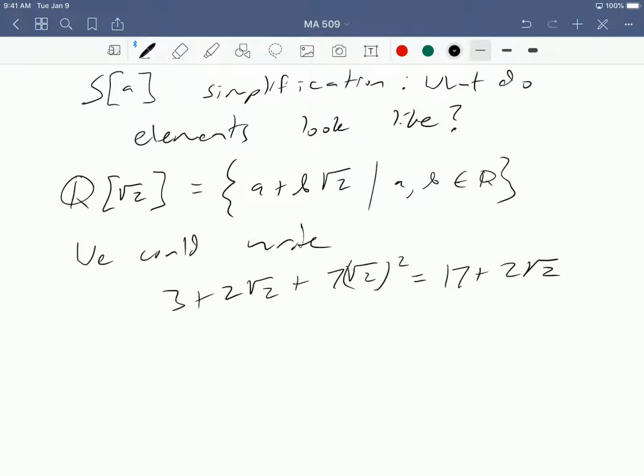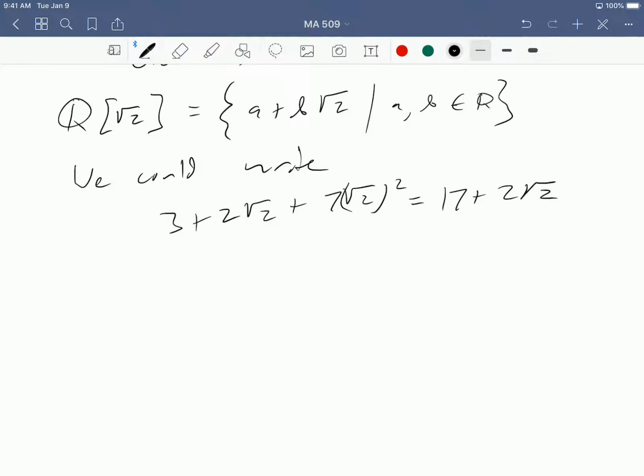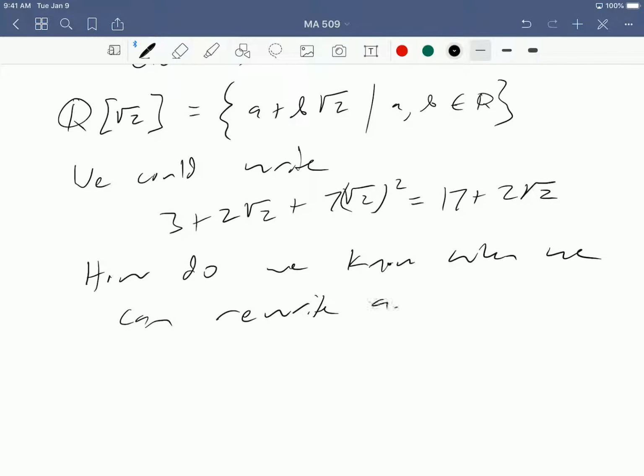So one question that's lingering here is how do we know, when do we know that we can do this, and how do we know when we're done simplifying? So this example is one we know a lot about. We know how root 2 works, but what if it was something more complicated? And so we're going to think through this process of how do we know when we can write something differently. So how do we know when we can rewrite an expression in a different way?